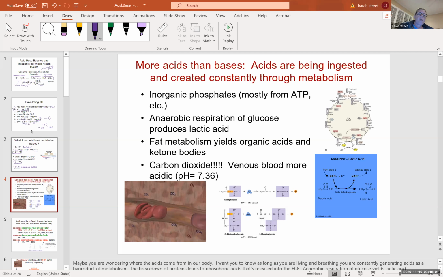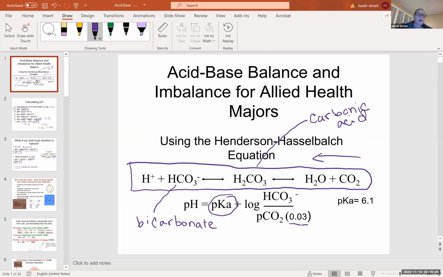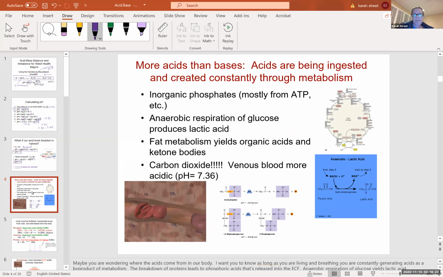And then I go, well, if we go back to this equation and we see how it's reversible, CO2 and water can form carbonic acid and in turn dissociate a hydrogen and a bicarbonate. So it is an acid. And then I can also point out that we're worried about acid rain.